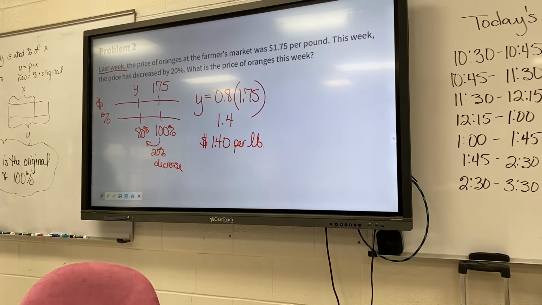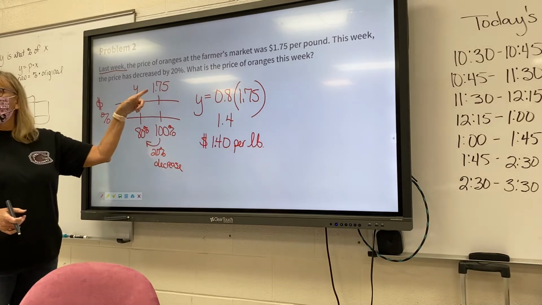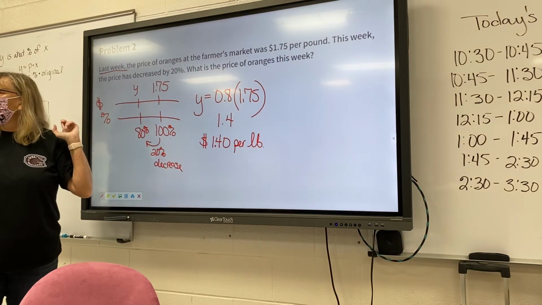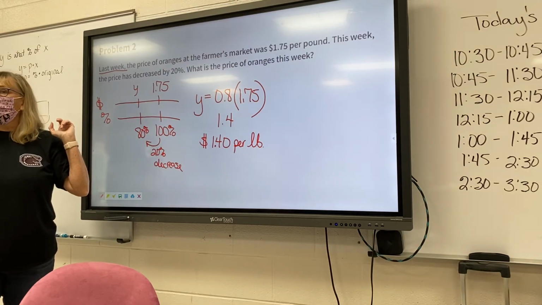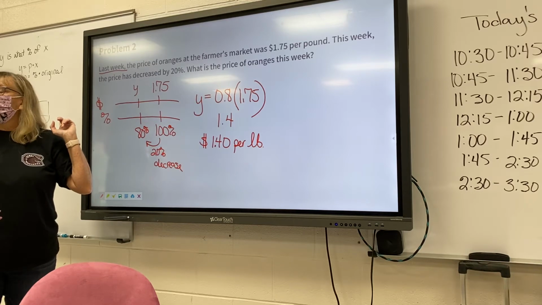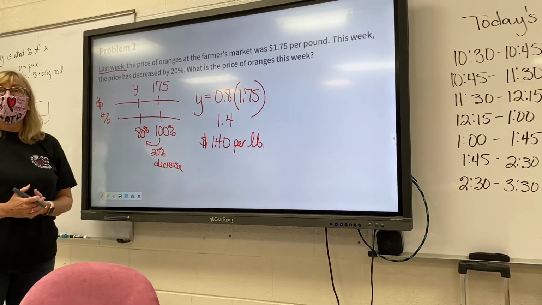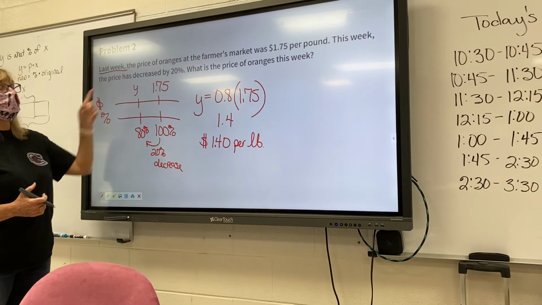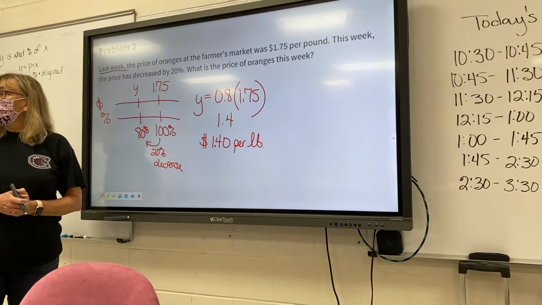Another way to do it is to find 20% of $1.75 and then do what with it? Add it or subtract it? Subtract. Subtract it because we're saving it, right? It's a decrease. Okay, makes sense?